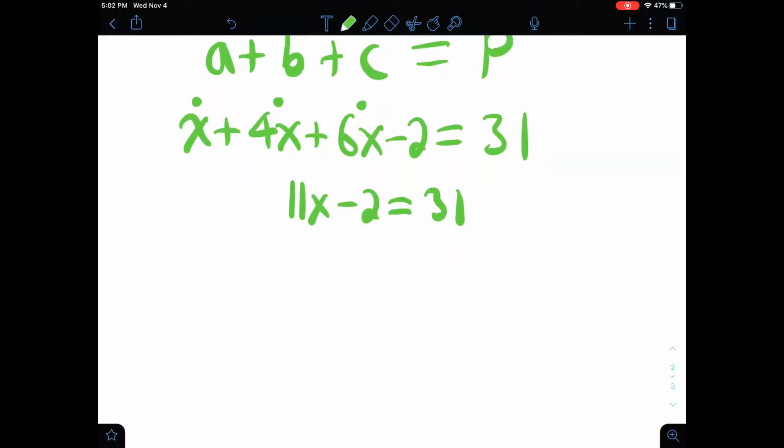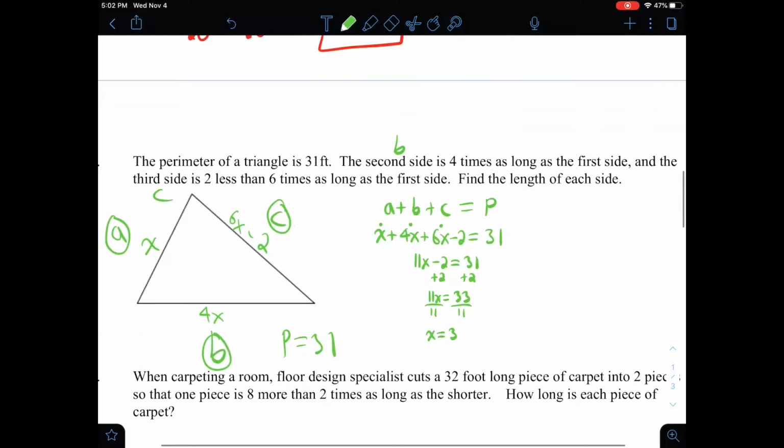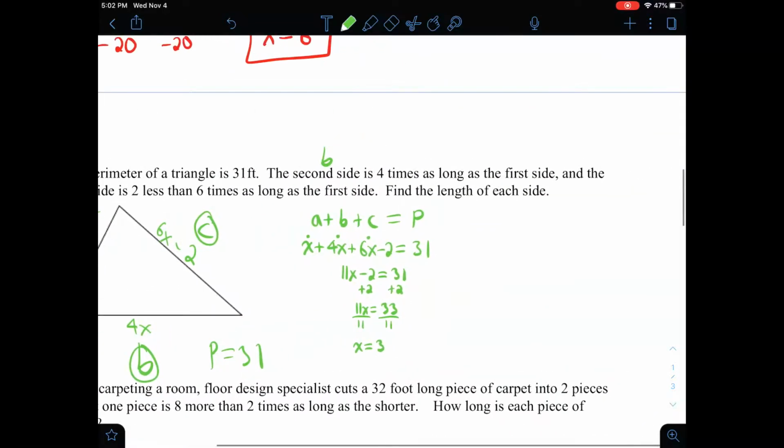Okay, now we need to move stuff around. We need to get that 11x by itself, so we're going to add 2. Get 11x equals 33. Solve for x by dividing by 11. It's the opposite of multiplying by 11. X equals 3. Okay, so we know x equals 3.